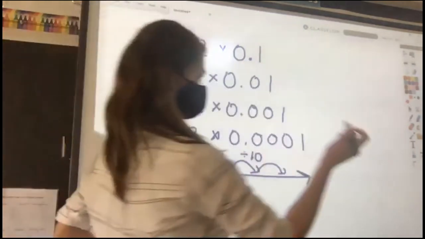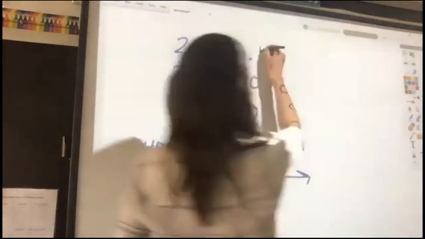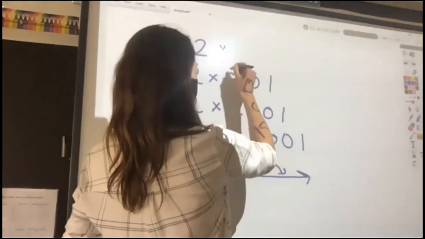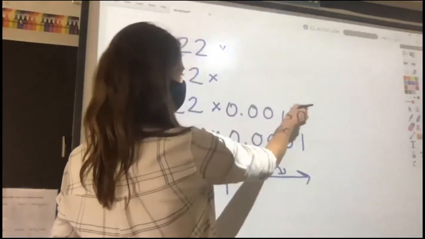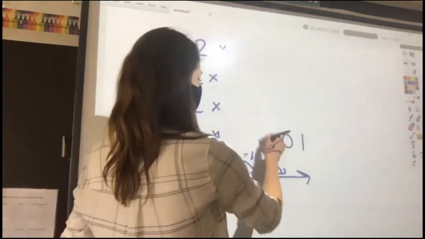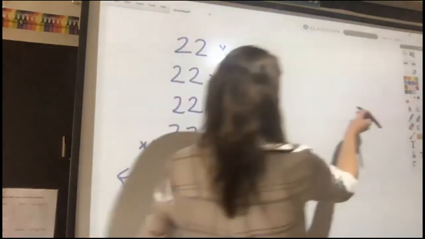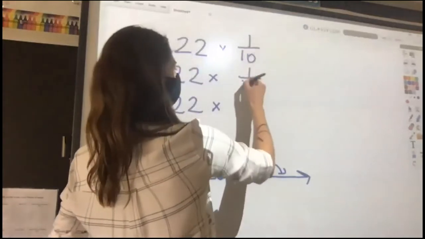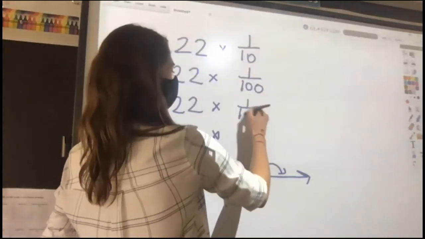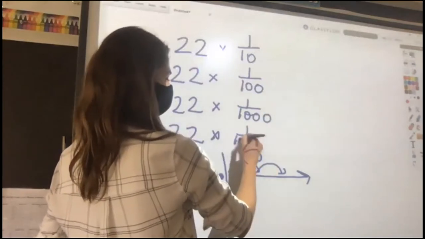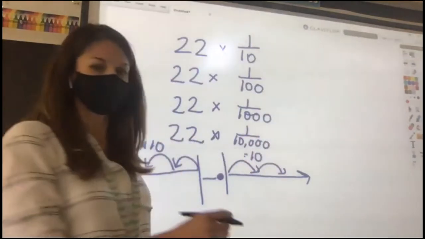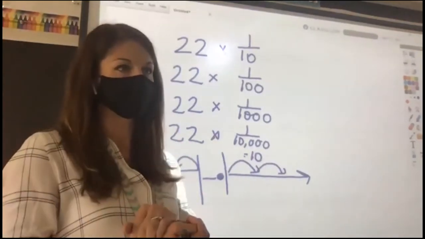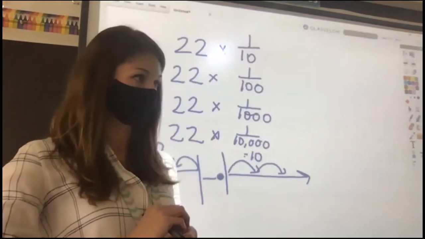Class? 1/10. Okay, so let me erase that real briefly, and I'm going to put in the fractional values. What was the next one going to be? 0.01. What's the fraction that matches that one? 1/100. And then what's the next one? 1/1000. And then the next one? 1/10,000. So you're starting to understand the relationship between a decimal system and a fractional system.